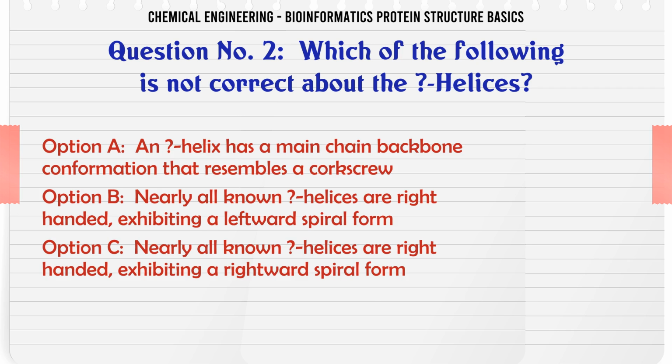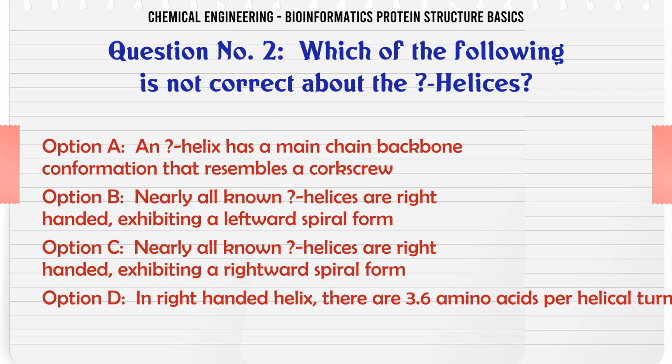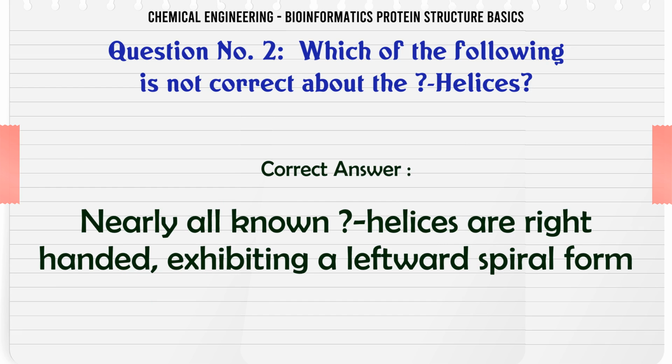A. An helix has a main chain backbone conformation that resembles a corkscrew. B. Nearly all known helices are right-handed, exhibiting a leftward spiral form. C. Nearly all known helices are right-handed, exhibiting a rightward spiral form. D. In right-handed helix there are 3.6 amino acids per helical turn. The correct answer is: nearly all known helices are right-handed, exhibiting a leftward spiral form.